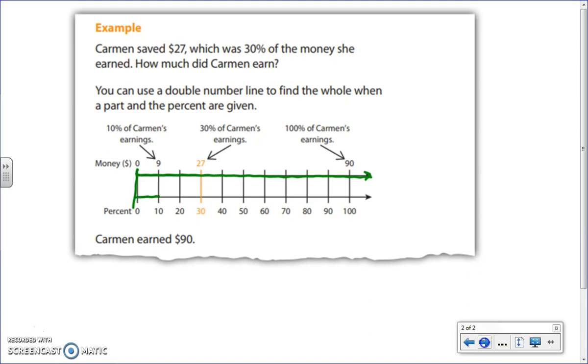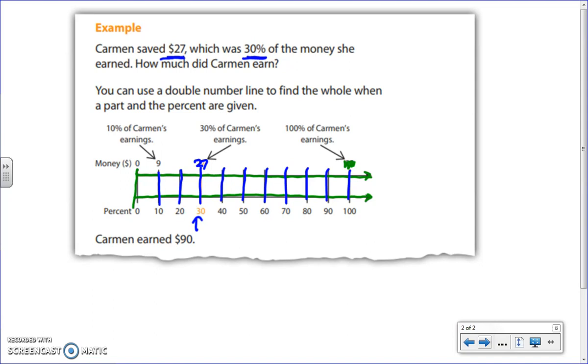Now, 100 would represent all of the money, okay? Which in this case, we don't know yet, right? We don't know what number this would be yet. Obviously, it's showing us the number because we're going to need that, but if I made this double number line and I separated it into 10% increments, I would know that because the problem says that we had 30% and that represents $27, I could put the 30 here and the 27 here.